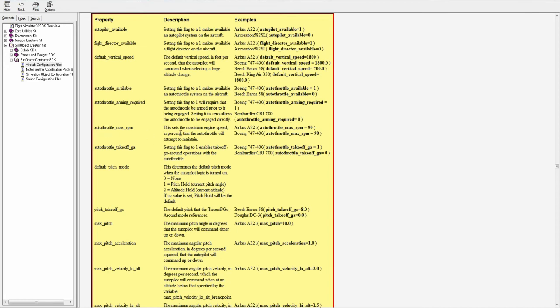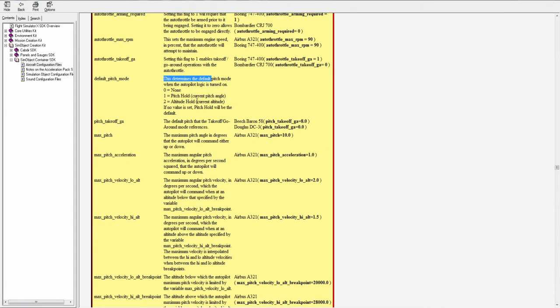This one here is the Auto Throttle Max Rpm. This is the maximum engine speed in percent that the auto throttle will attempt to maintain. It will not go above 90%. So if you want it to be able to go up to 100, make sure you set it here. Auto throttle takeoff go around. This is a flag that enables takeoff go around operations within the auto throttle. So does it have a TOGA, basically? 1 for yes, 0 for no.